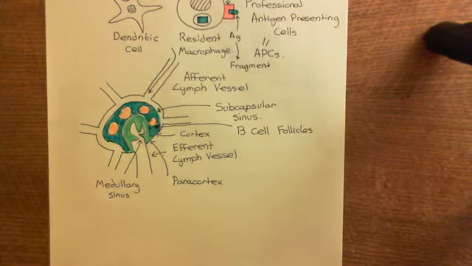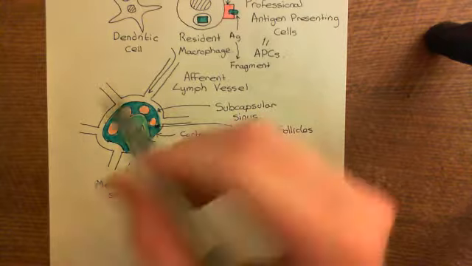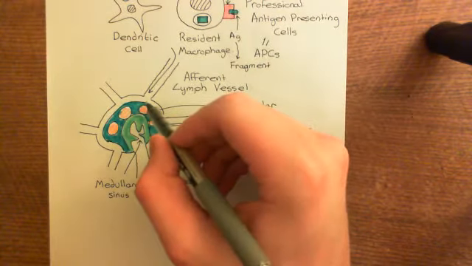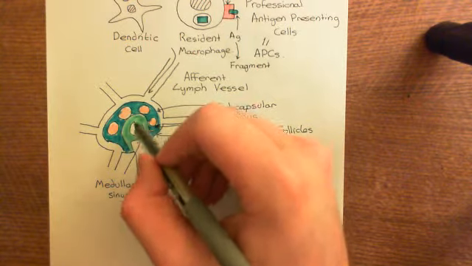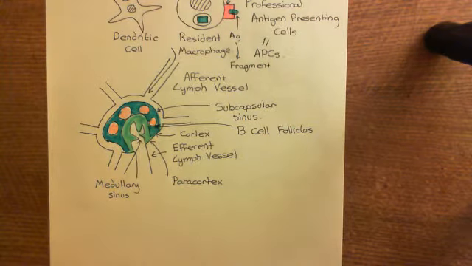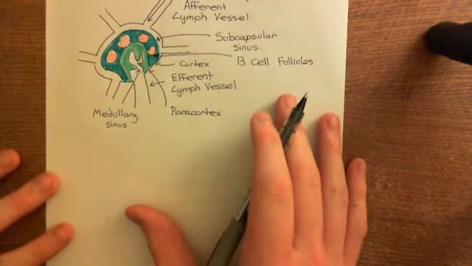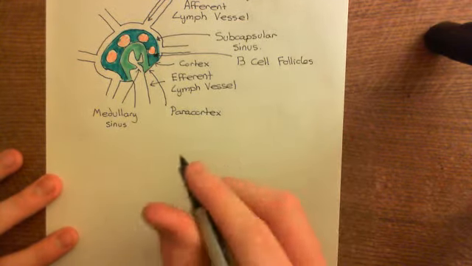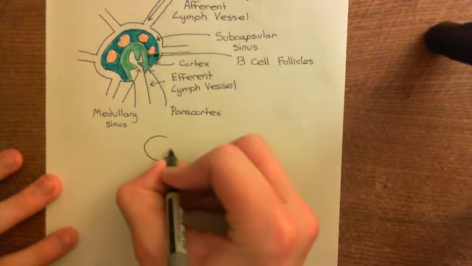Okay, right. So what's going to happen is that our professional antigen-presenting cell is going to come up this afferent lymph vessel. It's going to go into the subcapsular sinus, and it's then going to percolate through the cortex and the paracortex. Now, it's trying to activate a T cell. Before we can go any further, we need to discuss the two separate populations of T cells.